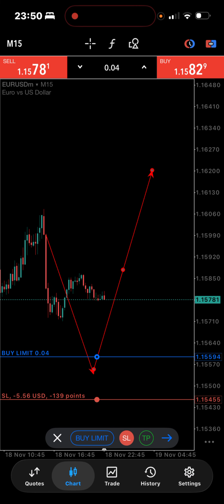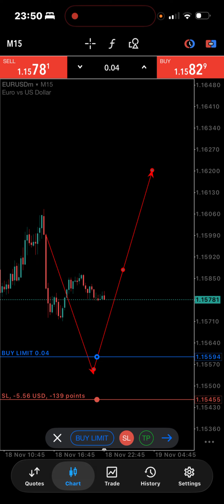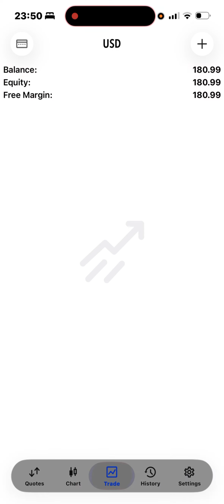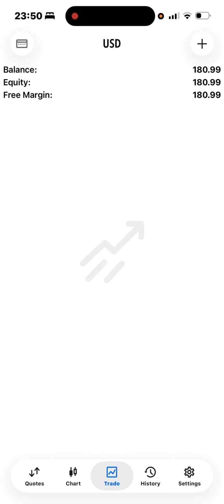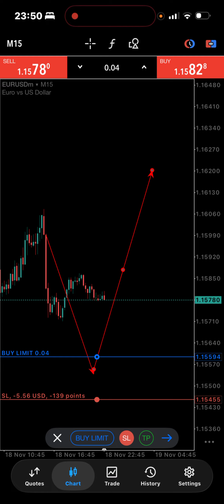Let's say now that you have a $180 account, you want to be risking 10%, so you want to be risking $18, but I don't advise you ever risk 10%. Only risk like 1 to 3% of your account per trade. So 1% of my account now is $1.8. So that's what I want to risk now, and you can see the loss is minus 5.56.